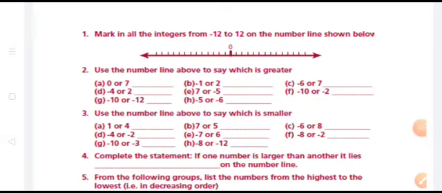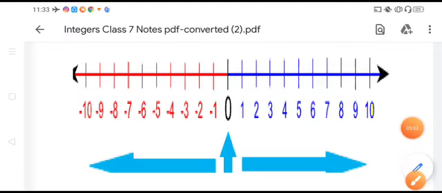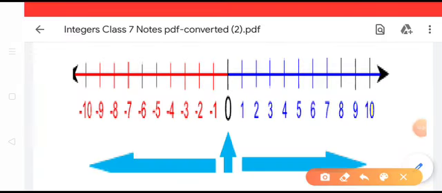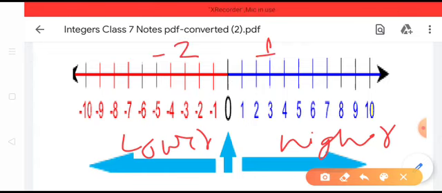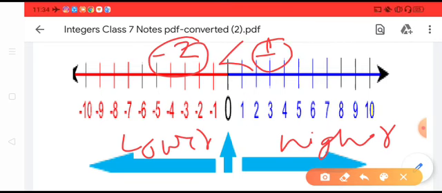Next question: minus 1 or 2, which is greater? All of you know that below 0 is the lower side and above 0 is the higher side. So minus 1 or 2, which is greater? You know very well, positive 2 is always greater than minus. Positive is always greater than negative.